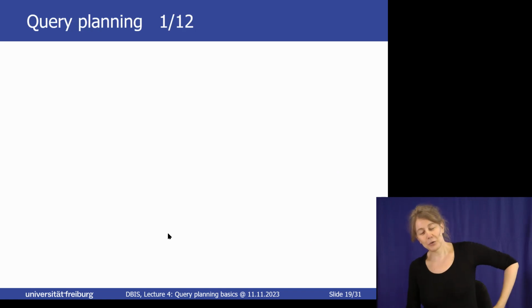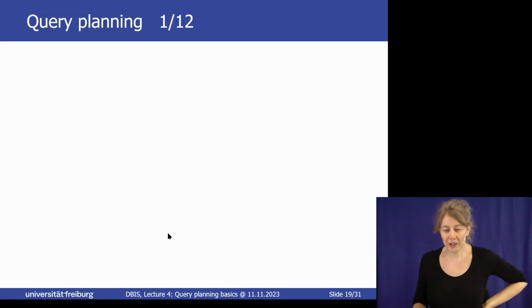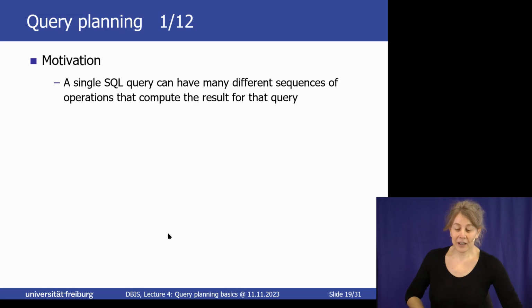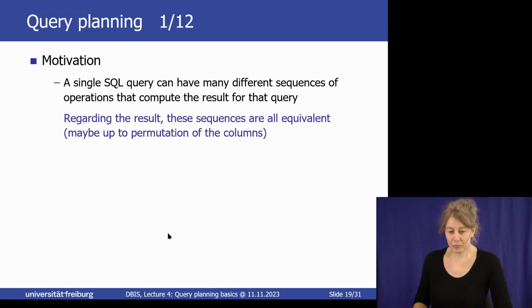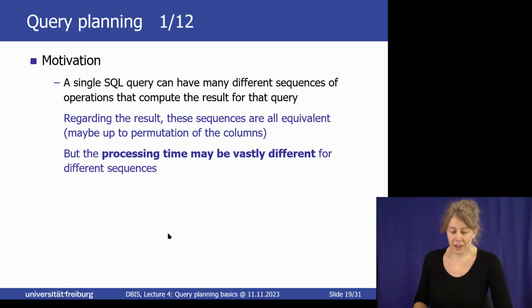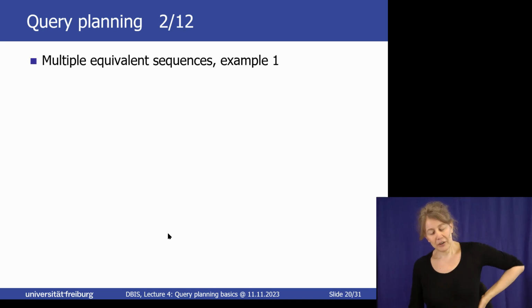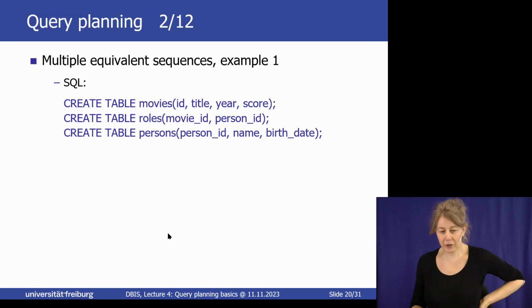Okay, let's start with the second part already. A single SQL query can have many different sequences of operations. I've always just given you one, and this is what we will do now for some time. But understand that there can be many different sequences, and figuring out how to pick the best one. And here I've carefully chosen 3 examples.